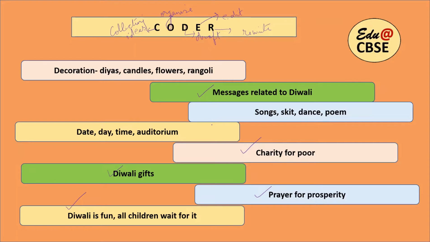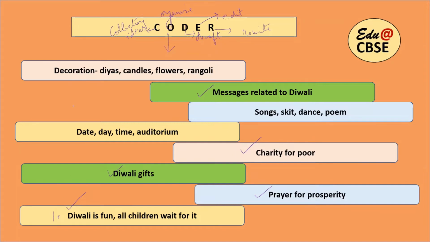Now, once we have jotted down all these points, we come to the second thing, that is organizing the ideas. We'll number all these sentences that we've written to organize them. We have made these random sentences, these random ideas, and now we'll be numbering them. That will be organizing our ideas. So we can begin with a general statement like Diwali is fun and all children wait for it. So this is my number one.